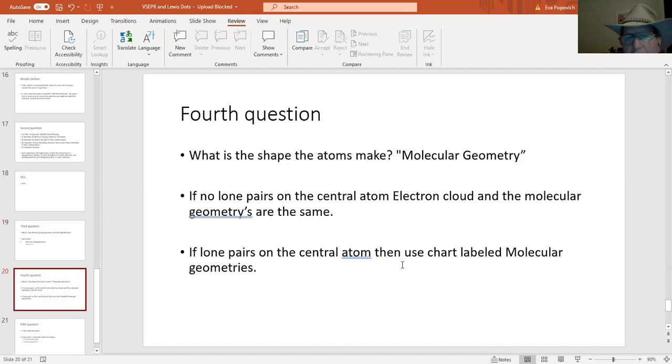Fourth question, what is the shape the atoms make? They're talking about the molecular geometry. They're talking about the shape after you take into account the lone pairs. Remember, if there are no lone pairs on the central atom, the electron cloud and the molecular geometries are the same. If there are lone pairs on the central atom, then use the chart labeled molecular geometries.